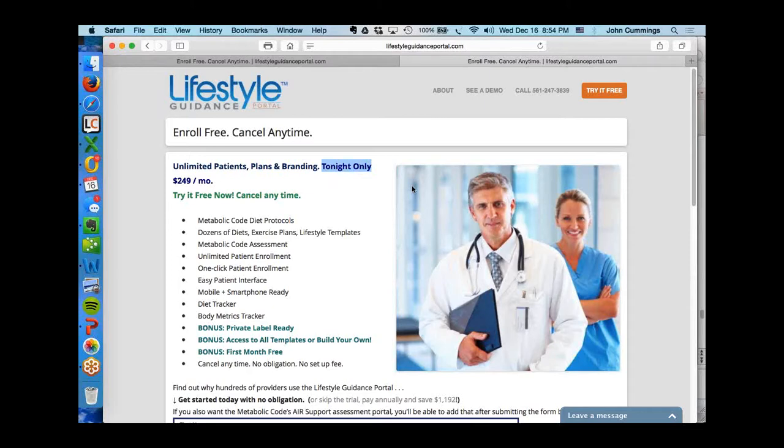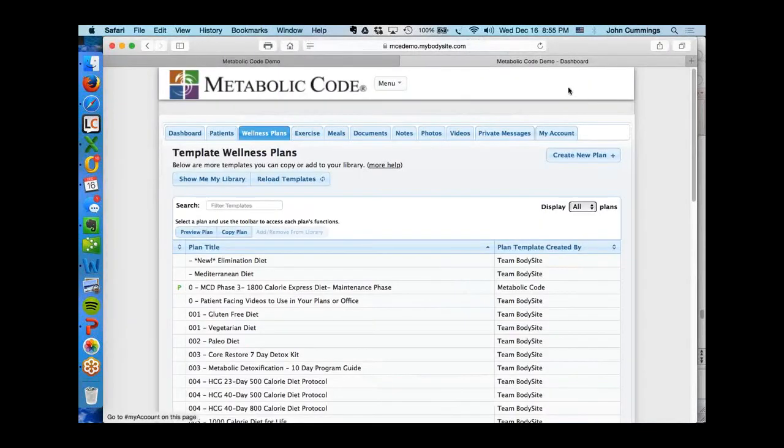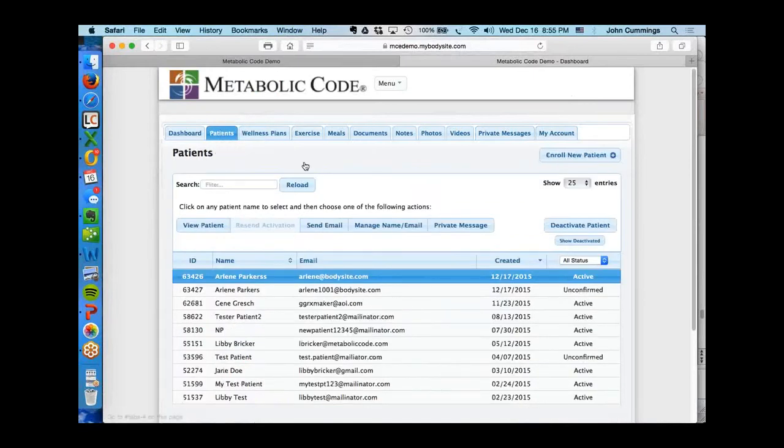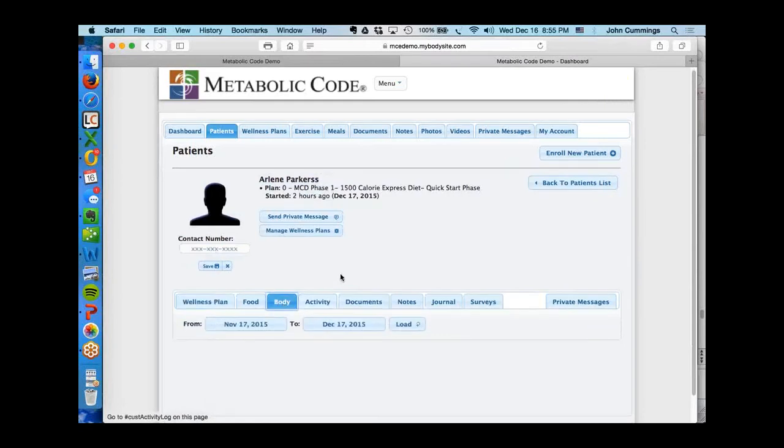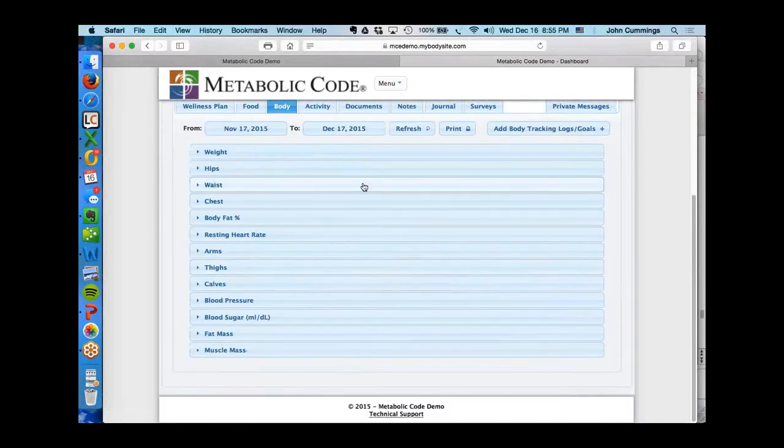Well, okay, so in the metabolic code assessment, there is no way to input any other data. However, in John's system, the Lifestyle Guidance Portal, and I don't think you went into the detail, John, there are different tabs where you could put in anthropometric measurements, weight, different notes on that patient. So nothing in the assessment tool. The assessment tool is a closed system, but in the Lifestyle Guidance Portal, there's a lot of flexibility.